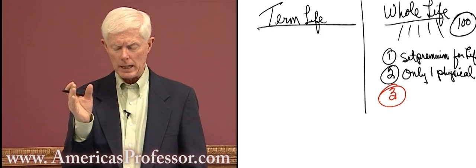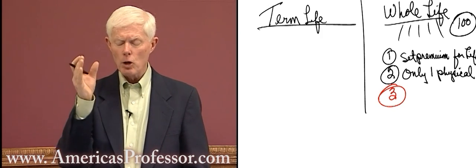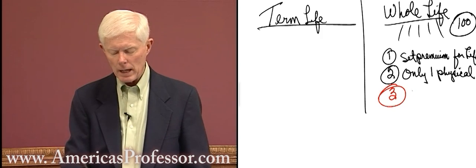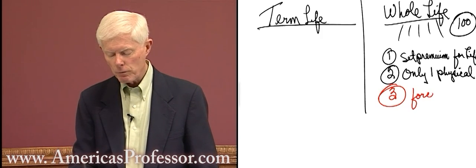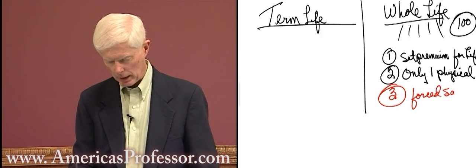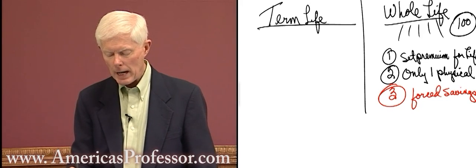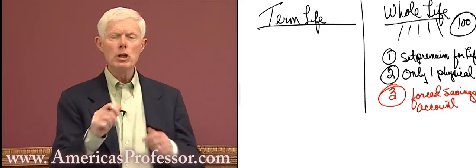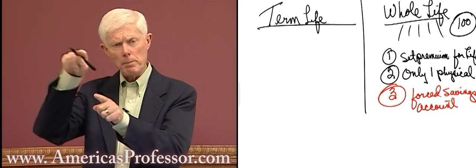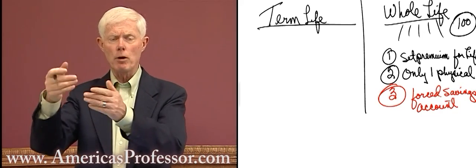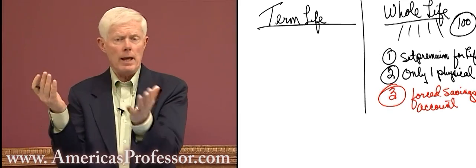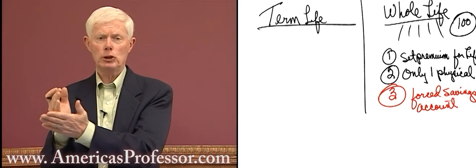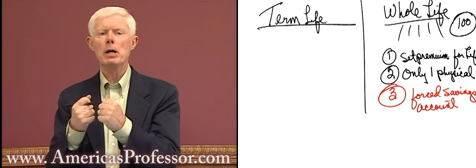But the third thing I'd like that I get with whole life is, in effect, a forced savings account. So I set up with whole life a savings account, and every year when I pay my premium, part of my money goes into the savings account, and at some point, if I'm broke, I could cash this policy in, take the money and run.